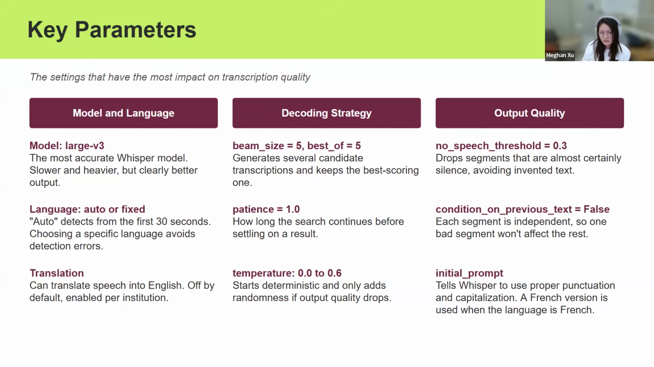And on the right are settings that help reduce common errors. There's a no speech threshold that helps Whisper decide whether a section actually contains speech. If it looks more like silence, it can skip the section instead of trying to turn the silence into words. We also turn off condition on previous text, so an earlier mistake is less likely to affect what comes next. And the initial prompt gives Whisper some guidance on punctuation and capitalization, with separate instructions for French audio.